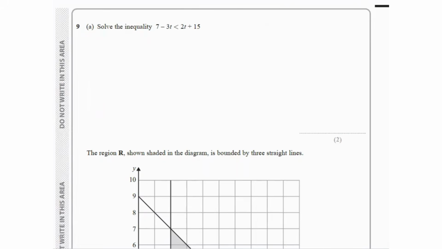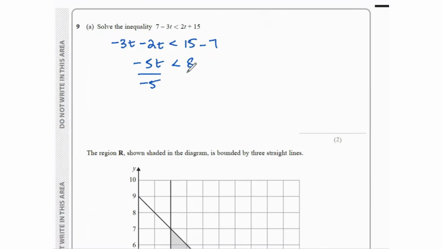So solving an inequality is pretty much the same as solving an equation. The only difference is that instead of the equal to sign, you have either greater than or less than. So we collect the like terms on each side. I'm going to bring the 2t to the other side, which makes it negative 3t minus 2t, and then less than 15 minus 7. That's going to be negative 5t less than 8.